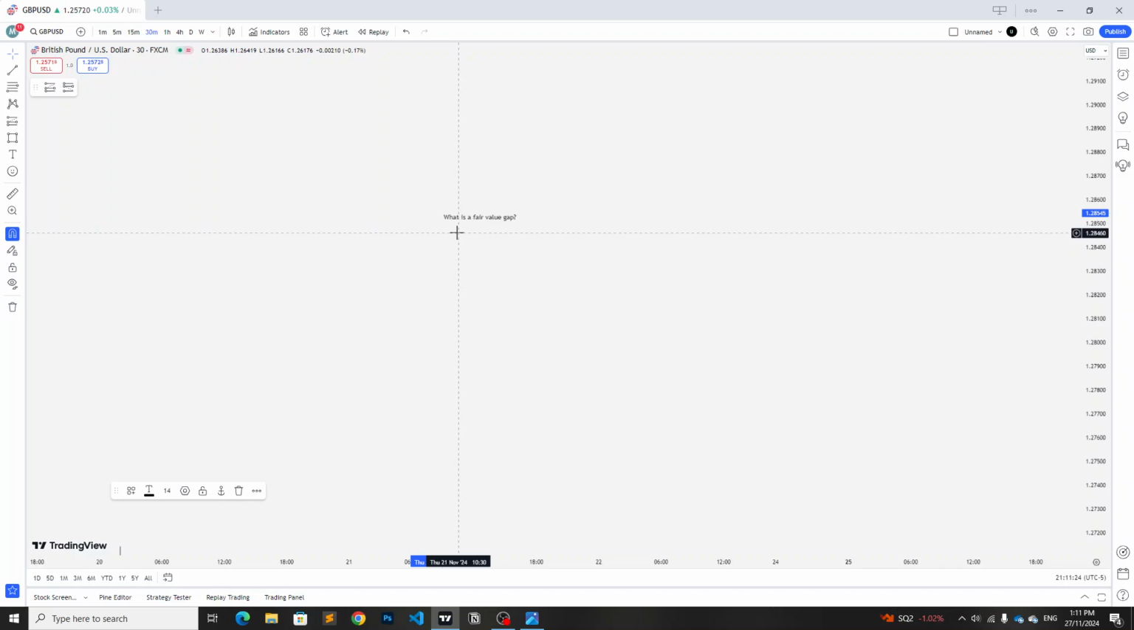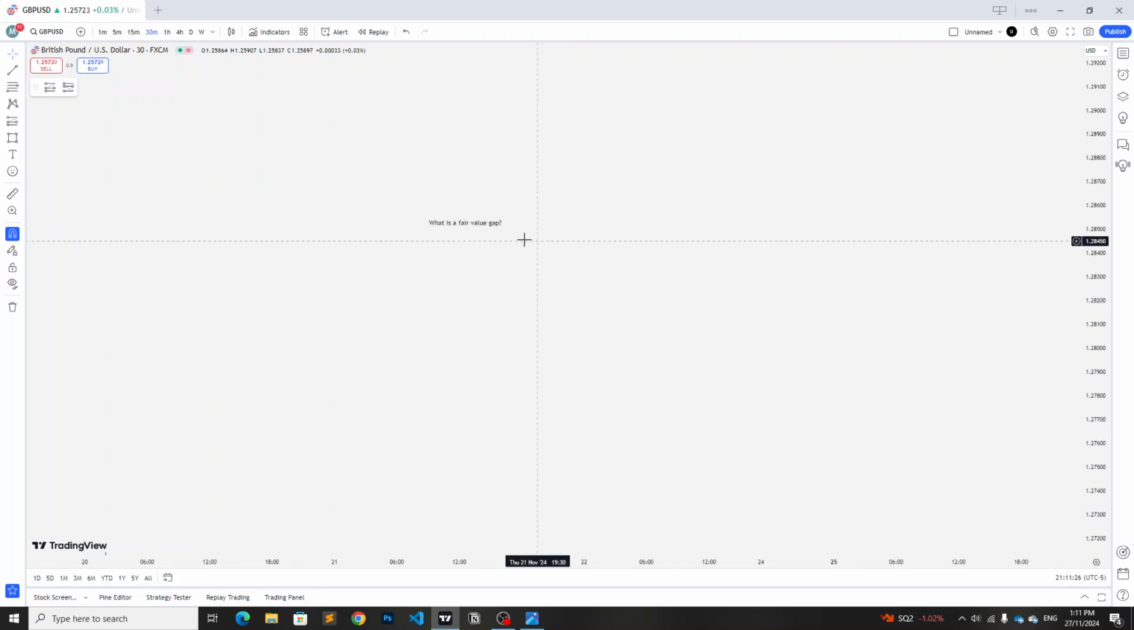So a fair value gap is an imbalance, or you can call it liquidity void or imbalance in the market. Whenever there are no contradicting orders going up or going down, that is where a fair value gap is created.